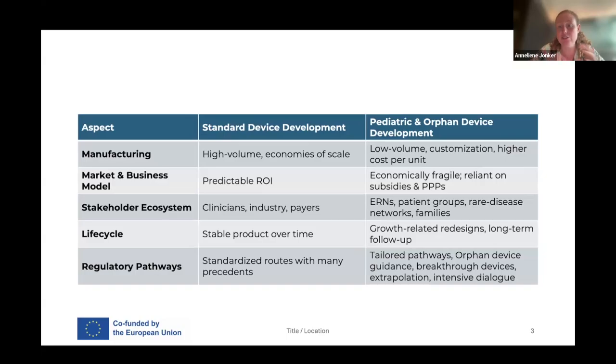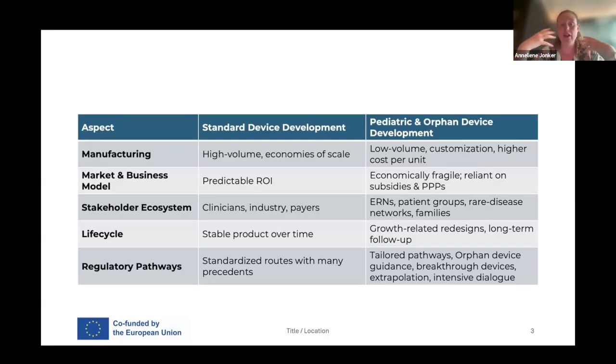A couple of other challenges or differences in the population that we're working with is indeed the low volume of devices that we're developing, the fact that we work in a maybe more economically fragile environment, and the fact that we have to work with really a large stakeholder ecosystem, bringing them all together in order to succeed. And that puts pressure on using the GAITS framework as a tool to truly try and bring everything together.